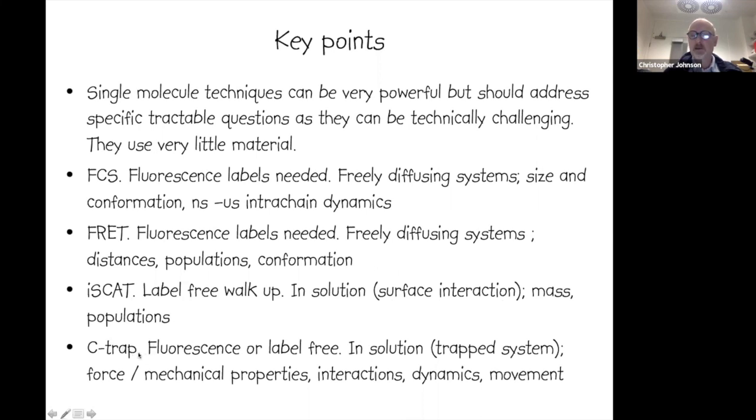The C-trap is very, very powerful and can do a whole variety. It's fluorescence or label free. It's in solution, although one part of your system is trapped. And we can study force and mechanical properties, but also look at interactions, dynamics and movement and so forth on the trapped molecule.